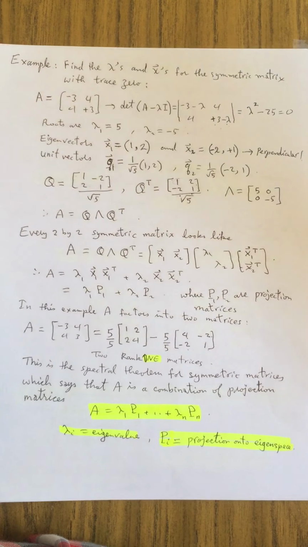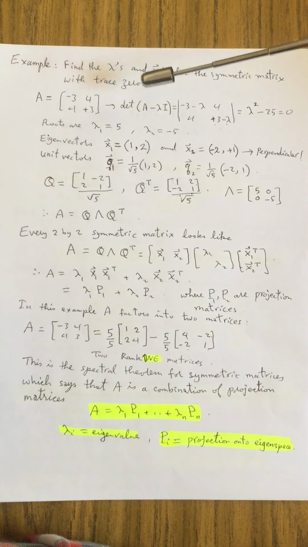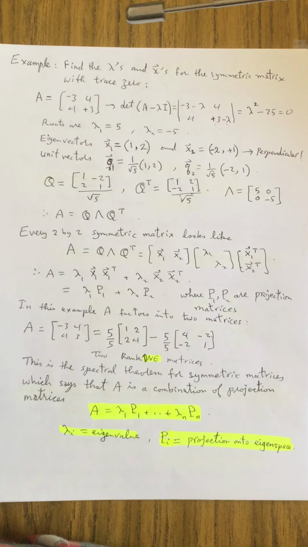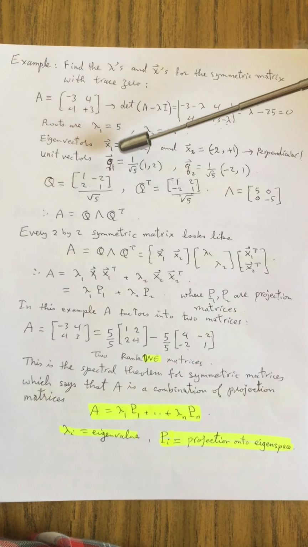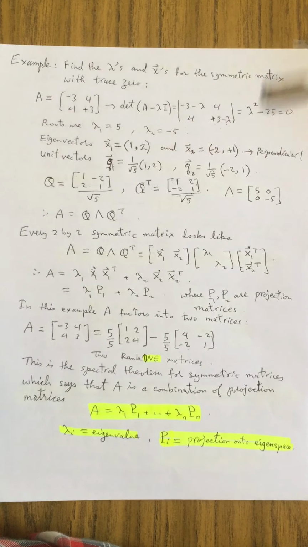Let's take an example. Find the lambdas and x's for the symmetric matrix with trace 0. A is [-3, 4; 4, 3]. So the determinant of A minus lambda I is equal to 0, and it is lambda squared minus 25. So we have two roots here, which are lambda 1 = 5 and lambda 2 = -5. Now the eigenvectors will be x1 = (1, 2), and x2 will be (-2, 1). So they are perpendicular. To make them unit vectors, we divide by the norm, which is root 5.